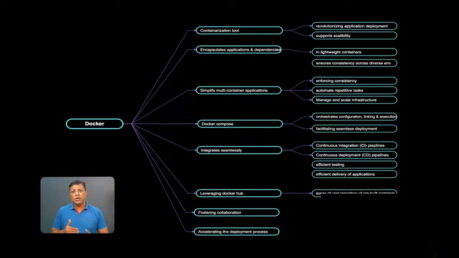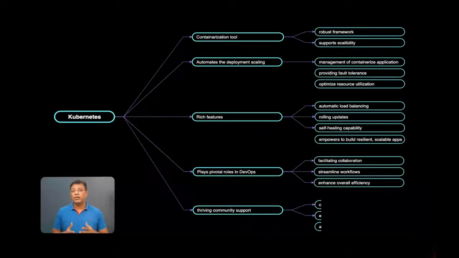Leveraging Docker Hub, developers access a vast repository, accelerating the development process. Another popular orchestration tool is Kubernetes. Kubernetes, an industry standard container orchestration tool, offers a robust framework for managing containerized applications. Kubernetes automates deployment, scaling, and management of containerized applications, providing fault tolerance and optimizing resource utilization.